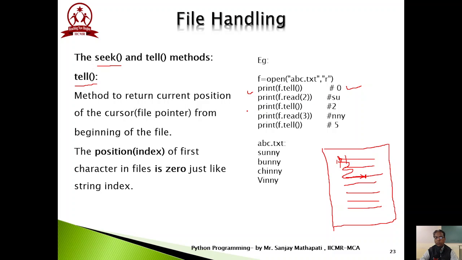After that, if I execute tell once again to check where my current file pointer position is, obviously the difference between the current file pointer position and the beginning of the file is nothing but the 2 characters. Similarly, if I keep moving, read 3, read 5, read 10, and at the end I check where my current file pointer position is, the total distance from the beginning of the file in terms of bytes is what is returned by the tell method.